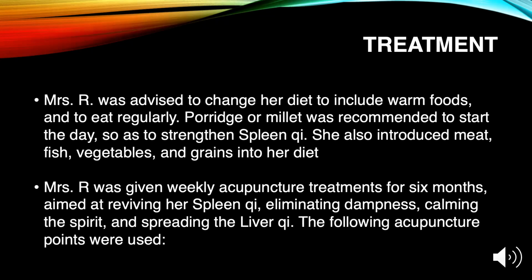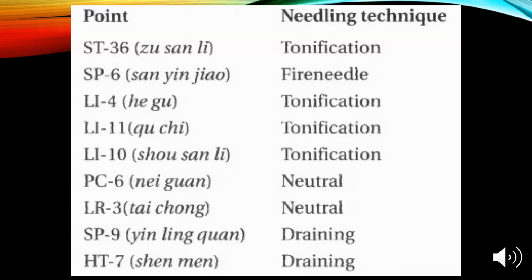The following acupuncture points were used. Stomach 36, LI4, LI11 and LI10 were tonified. Fire needle technique was used for spleen 6, pericardium 6, liver 3, neutral, and spleen 9 and heart 7 draining technique.